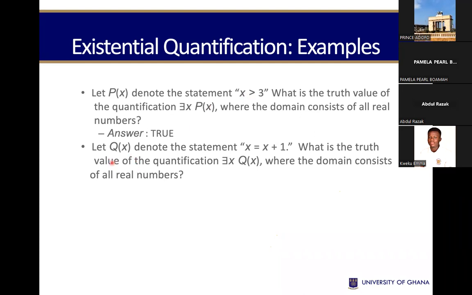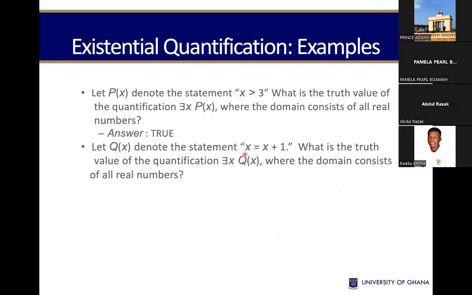Now, let's come to this example. Let Q of X denote the statement X equals X plus 1. What is the truth value of the quantification there exists X, Q of X, where the domain consists of all real numbers? What it means is simple. If I pick any real number at all in this world and I add 1 to it, I should get the same real number. Let's start with 0, always a neutral number. If I add 1 to 0, I get 1. I don't get 0.